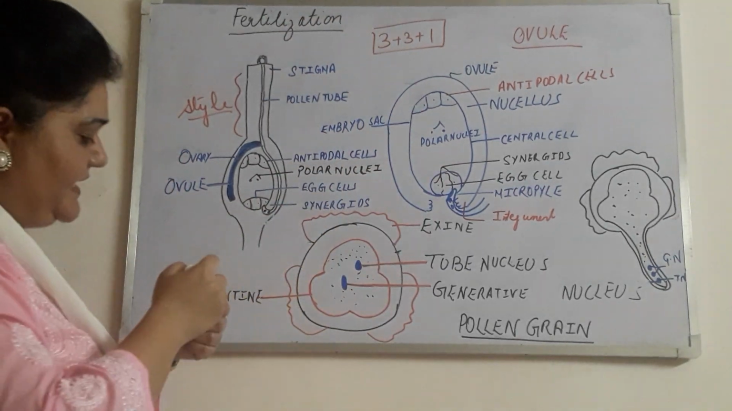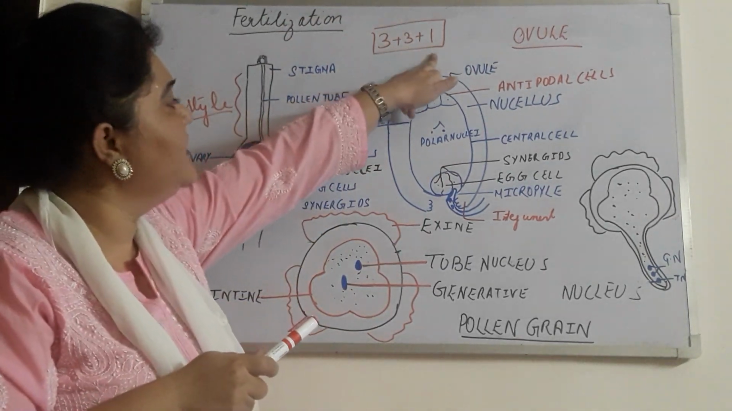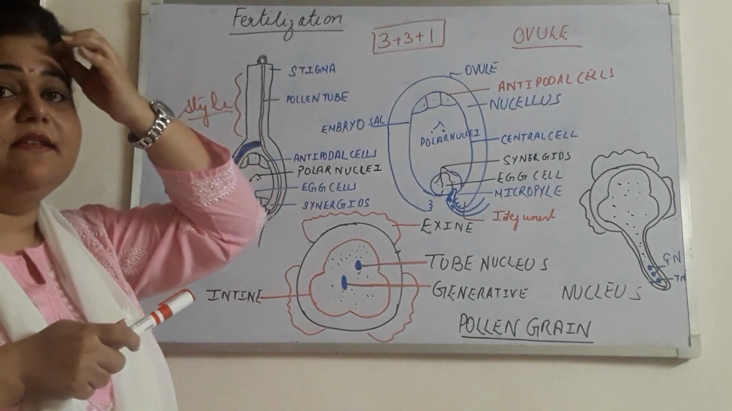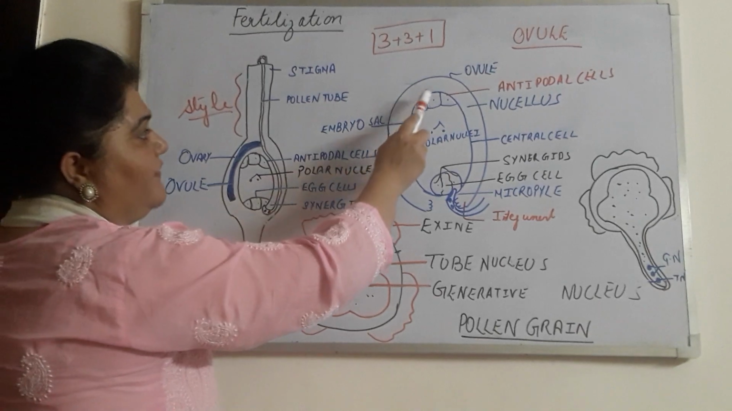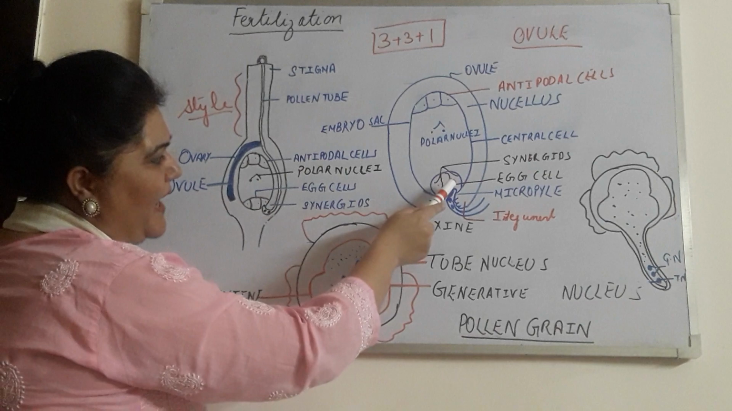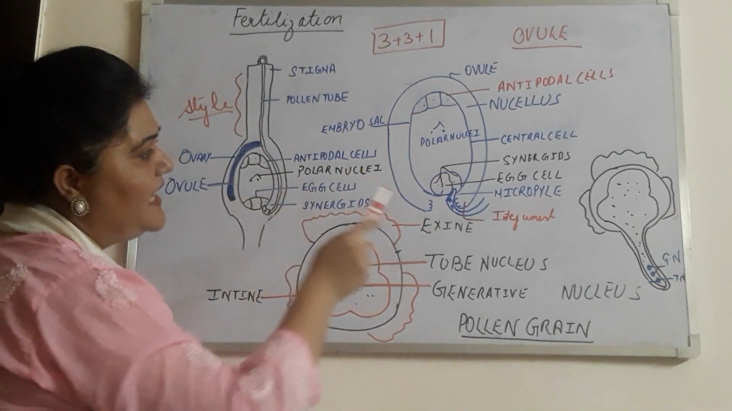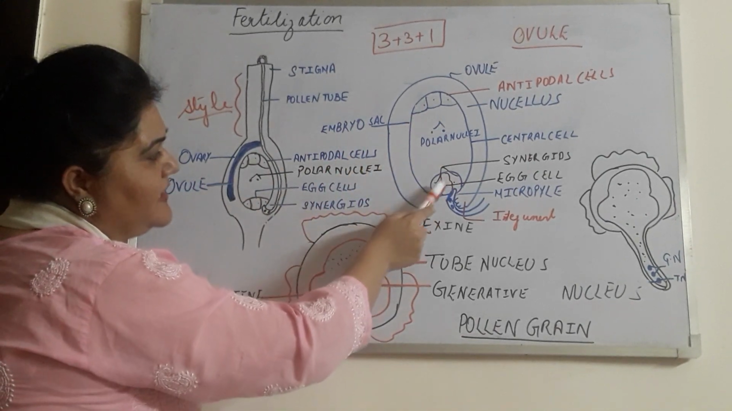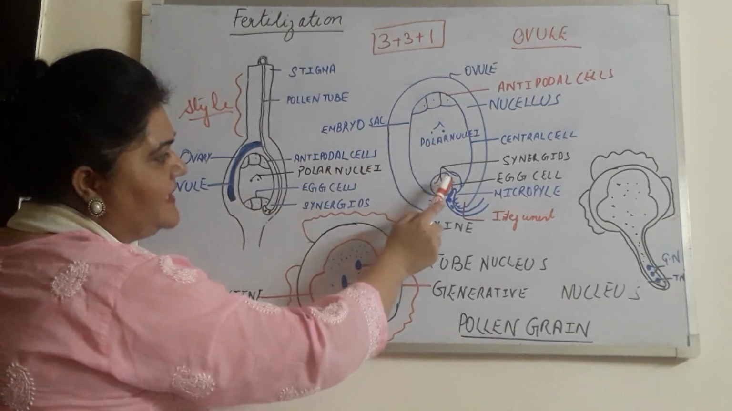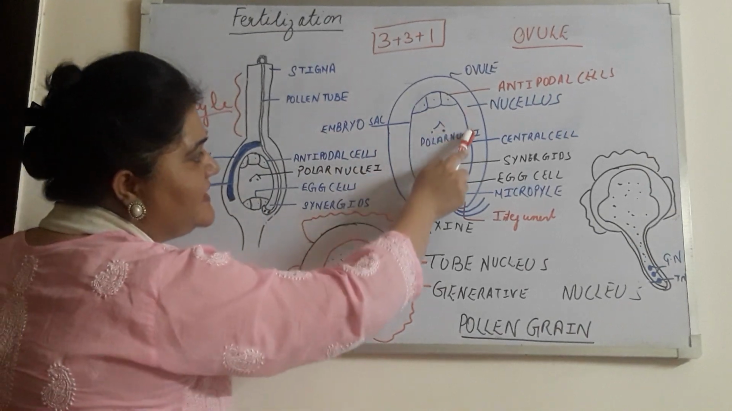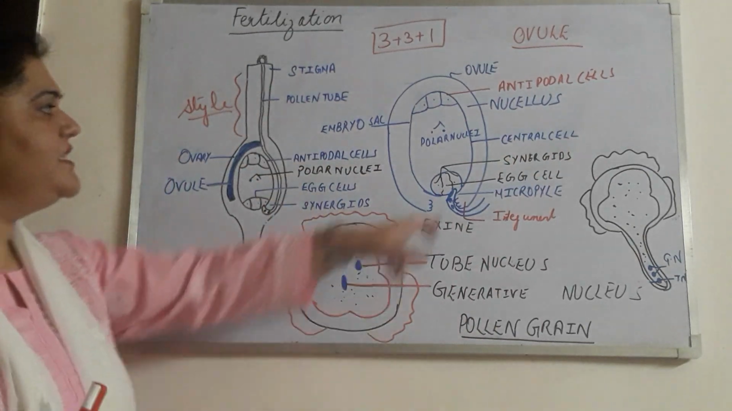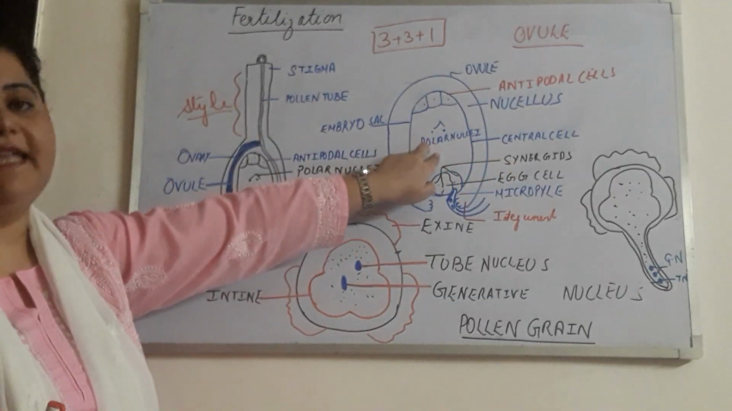Now, what are these 3 cells, and what is this one? In totality we have 7 cells. How? First of all, we have 3 antipodal cells here, 1, 2, 3, and then at the micropylar end, again we have 3 cells. These 2 are synergids, and in the center it has the egg cell. So these are 3 plus these are 3. Now, this center one is known as central cell.